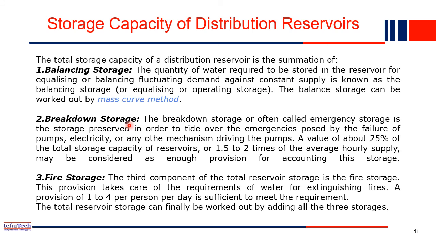Now next is breakdown storage and the fire storage. You do the calculation for all these three separately, and whatever the final value, that will be the dimension of the reservoir storage. Through balancing storage you get some value, that much quantity of water minimum should be stored. Next one is the breakdown storage, for emergency situations. Sometimes there is failure of a pump or electricity, or water treatment in some portions fails. In that case also, from the reservoir we can distribute the water directly for at least a few hours. That is what we call breakdown storage.